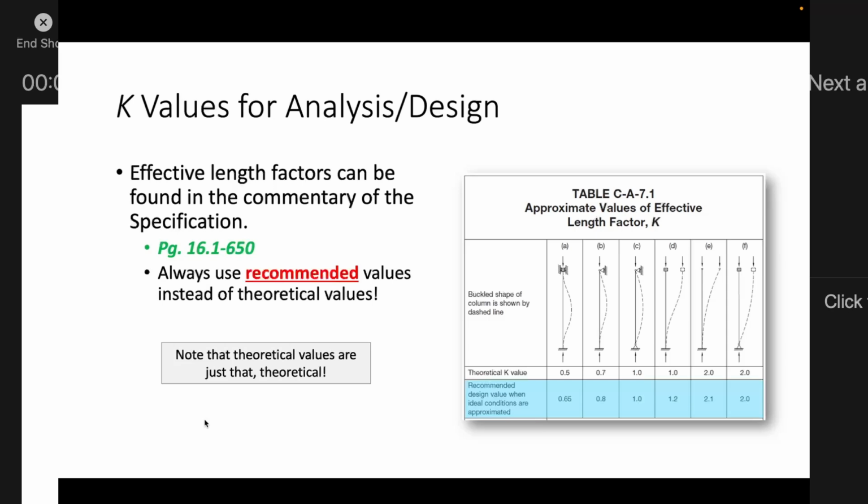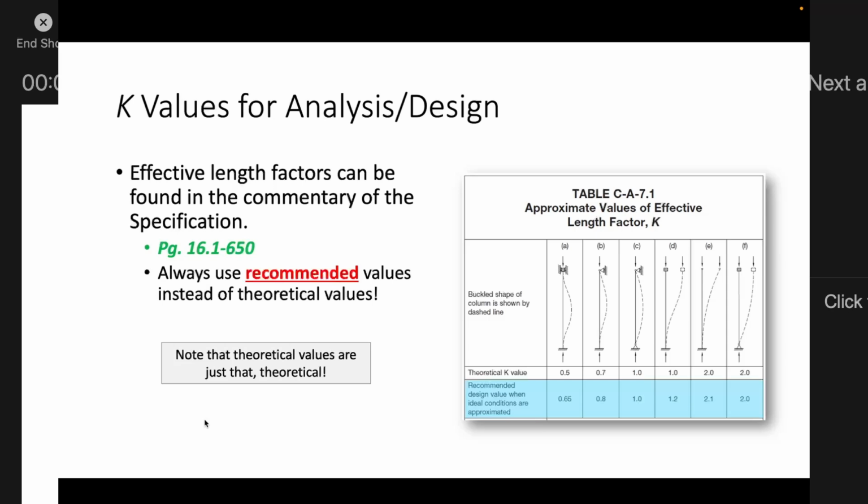KC is a pin column, so the K value is 1, okay? Now, one thing worth mentioning is that there are 2 rows here. There is a theoretical K value and a recommended K value. So the perfect one I like to use is this one over here. This is one that's fixed. See, here's the thing about a fixed column.